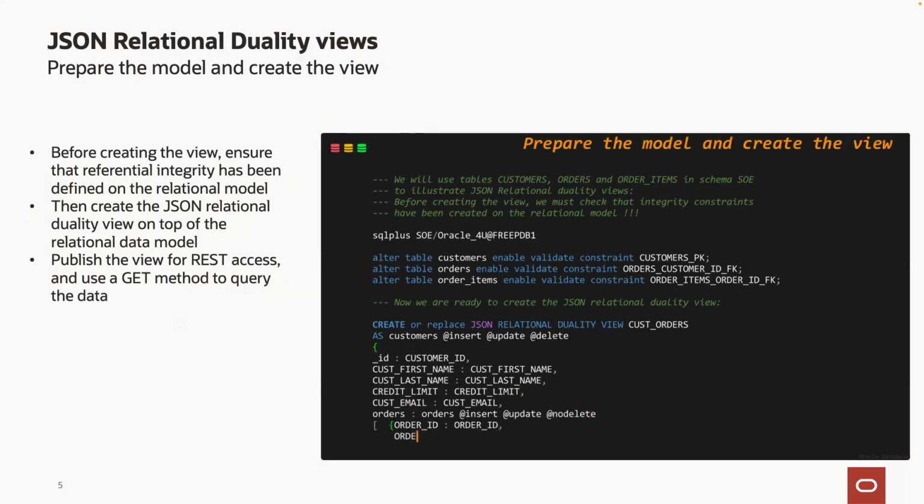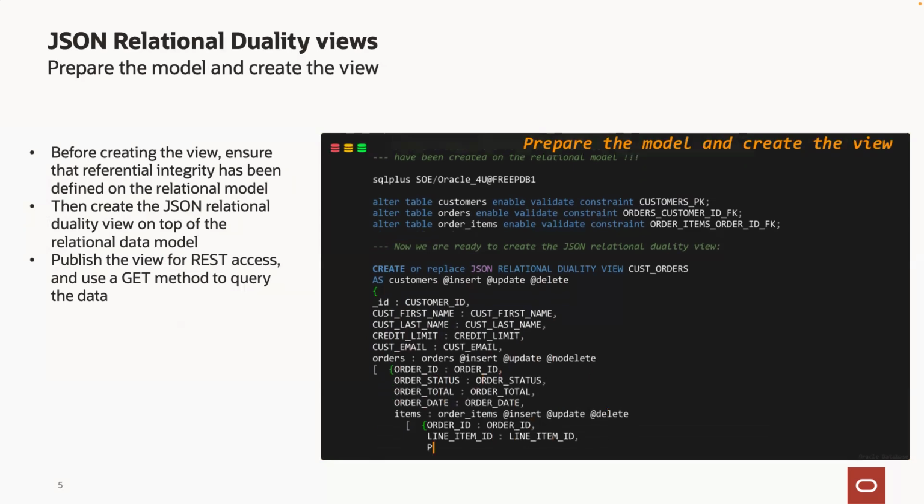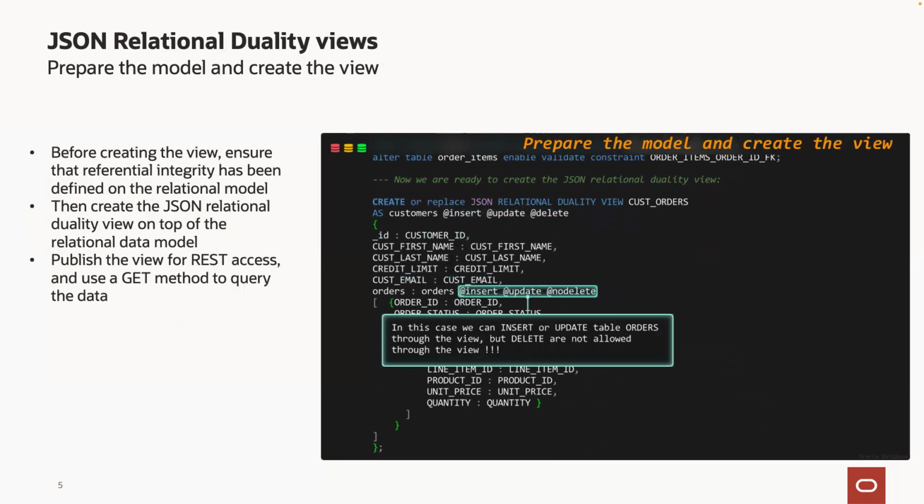Then I'm going to create a JSON relational duality view. You can see the syntax here. I use the three tables: customers, where I will be able to insert, update, and delete through the view, and the orders table, where I won't be able to delete through the view.